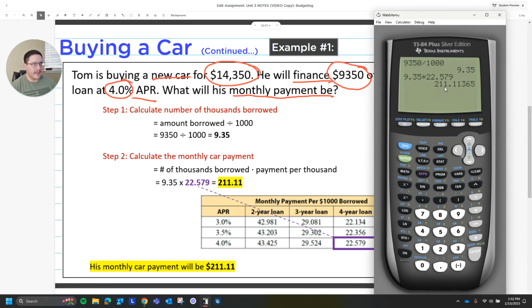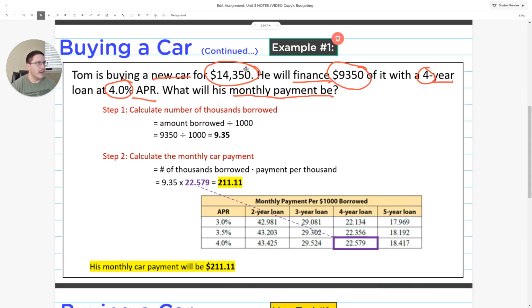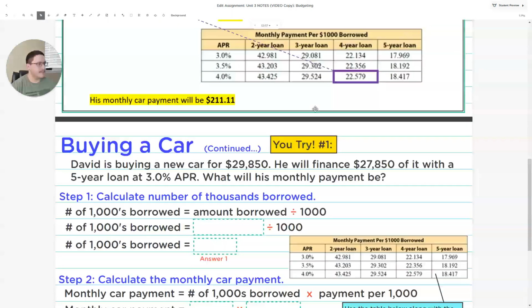This is $211.11. So his monthly payment, based on all of this information here, will be $211.11 to purchase this car, to finance this car. That's it for example 1.